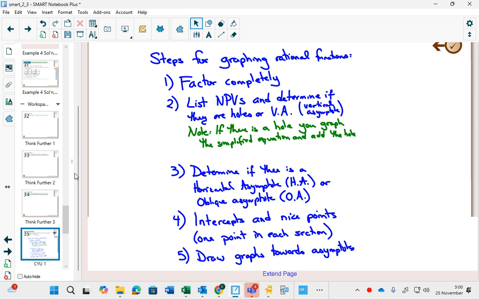Next, we're going to see which group it is. Is the degree bigger in the numerator? Is the degree the same? Or is the degree bigger in the denominator? That will determine whether we have horizontal asymptotes or oblique asymptotes. And for the oblique asymptotes, we will figure out how to calculate them exactly. So we still have some work to do in this unit.